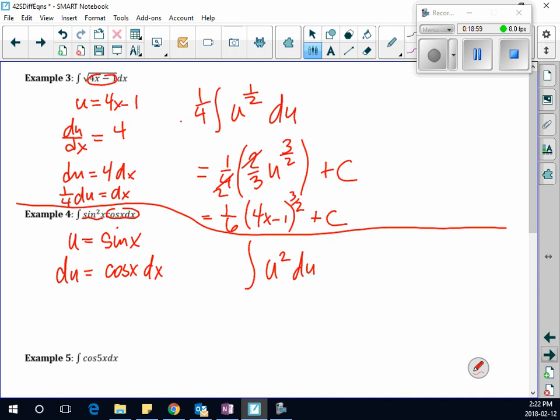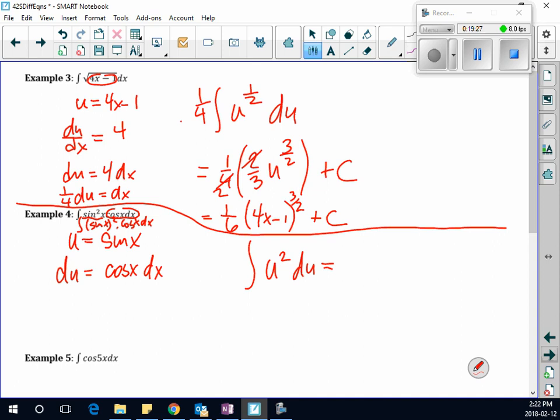Because the cos x dx is getting replaced with du, and the sin x is getting replaced with u, and this is the same thing as the integral of bracket sin x to the power 2 times cos x dx. Do you see what I'm saying? Yeah, don't forget the c. Remember that song? Don't forget the constant.